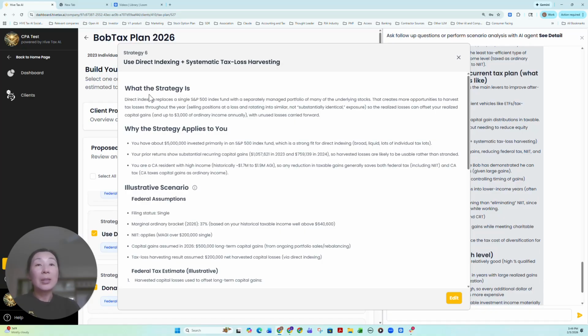Now, direct indexing is complex. It requires a lot of upfront work. This could be a great strategy for a financial planner to have a conversation with a client like Bob, and if Bob buys into the strategy, I think that this could lead to some additional advisory work.